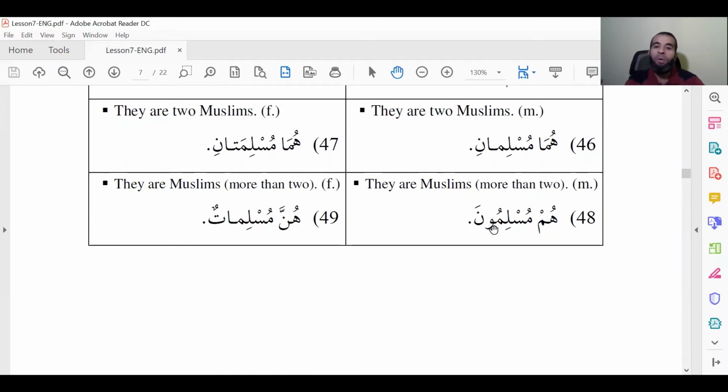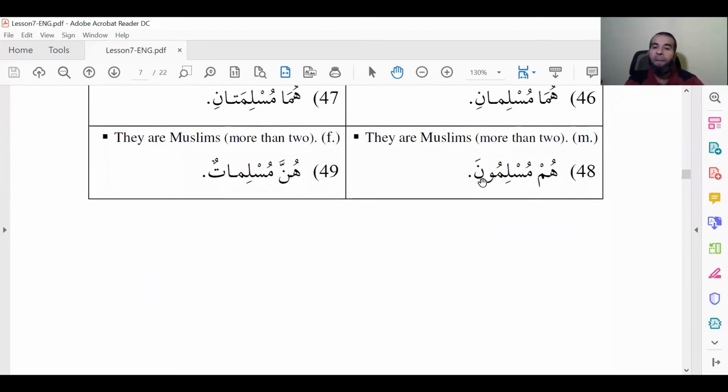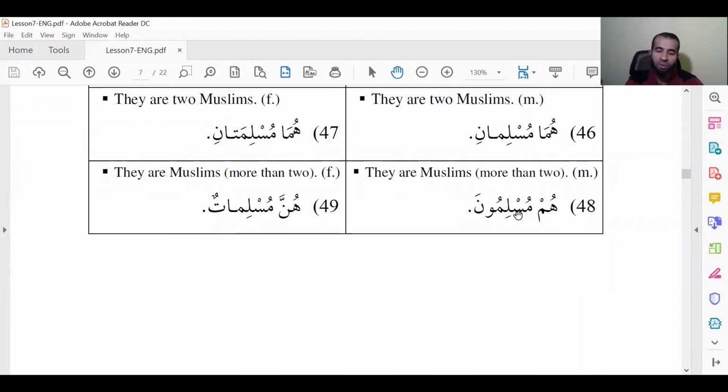So, هم. What is the plural of Muslim? We add واو ونون. Muslim becomes مسلمون. So it is هم مسلمون. And هن مسلمة. We delete تاء مربوطة and add ألف وتاء. We say مسلمات. هن مسلمات. And we will study about the different types of plural, inshallah, in the section of grammar rules.